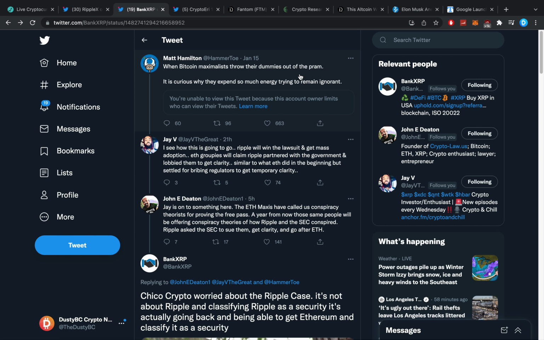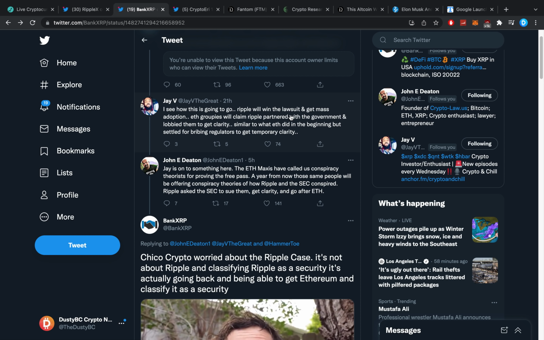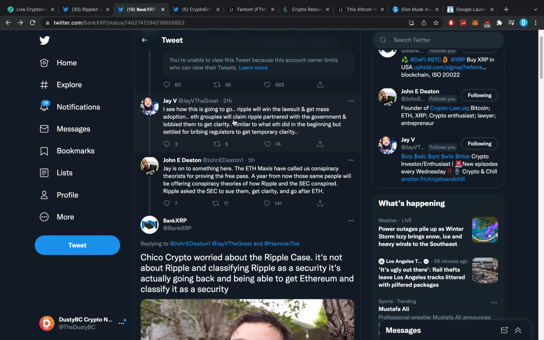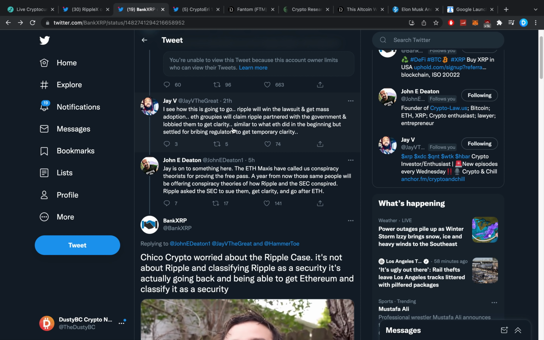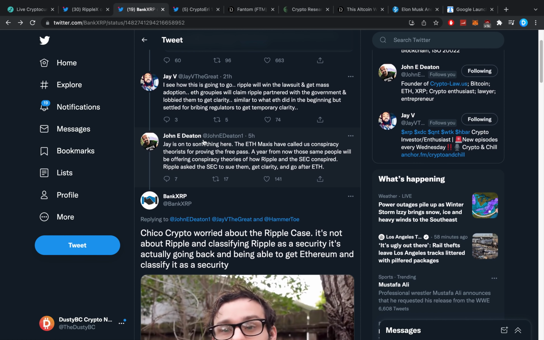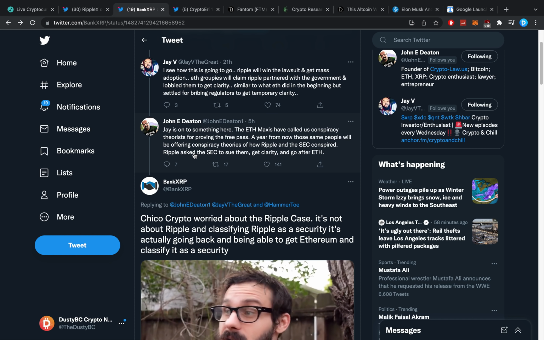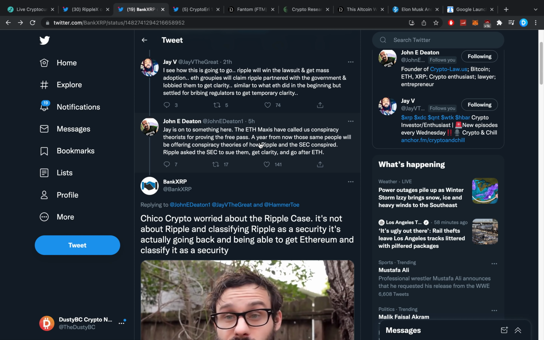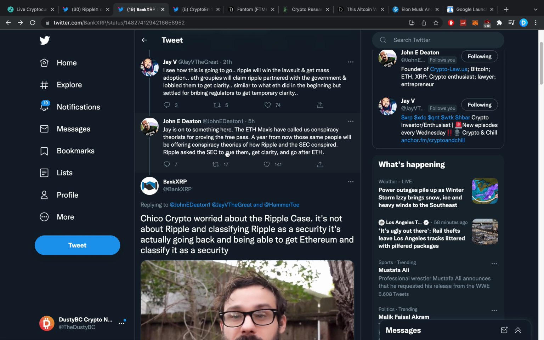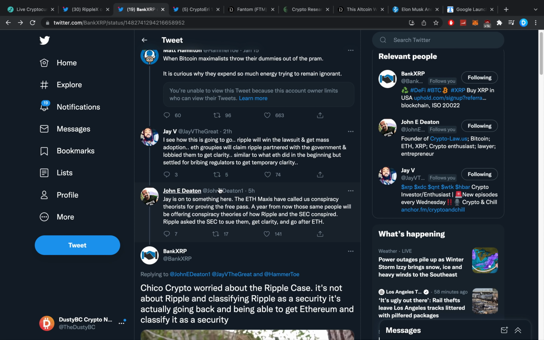When Bitcoin maximalists throw their dummies out of the pram, it is curious why they expend so much energy trying to remain ignorant. JV said, I see how this is going to go. Ripple win the lawsuit and it will get mass adoption. ETH groupies will claim Ripple partnered with the government and lobbied to get them clarity. Similar to what ETH did in the beginning, but settled for bridging regulators to get temporary clarity. John says, Jay is on something here. The ETH maxis have called us conspiracy theorists for approving the free pass. A year from now, those same people will be offering conspiracy theories of how Ripple and the SEC conspired. Ripple asked the SEC to sue them, get clarity, and go after ETH.